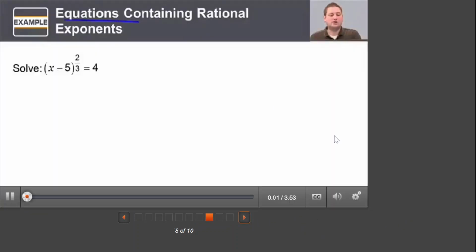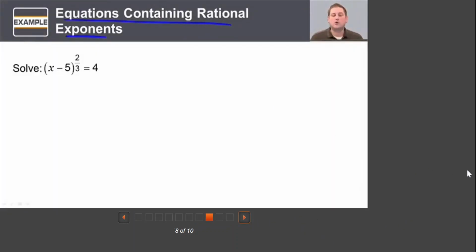Let's take a look at equations containing rational exponents. Now I have the quantity x minus 5 raised to the 2/3 power is equal to 4. Let's see what it would look like as a radical equation. Well, the 3 is actually a cube root because it's in the denominator, so it's actually the cube root of the quantity x minus 5 quantity squared.